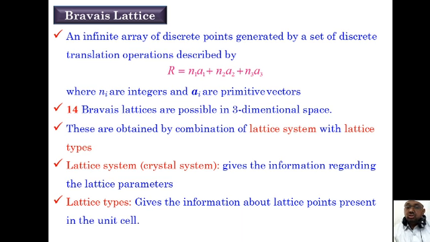We are talking about the geometric arrangement of the points. Bravais says that there are 14 different ways by which we can arrange the lattice points of the 7 crystal systems. How were they obtained? By combining the crystal system, or lattice system, with the lattice types. The crystal system gives us information regarding the lattice parameters, and the lattice types give information about the lattice points present in the given unit cell.